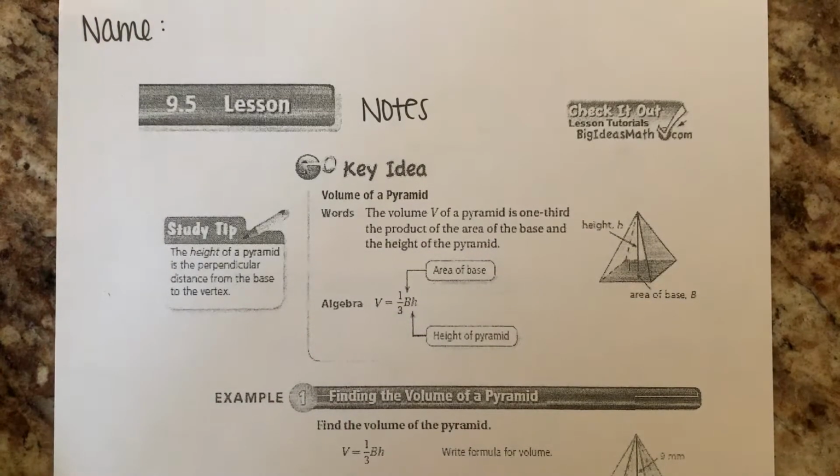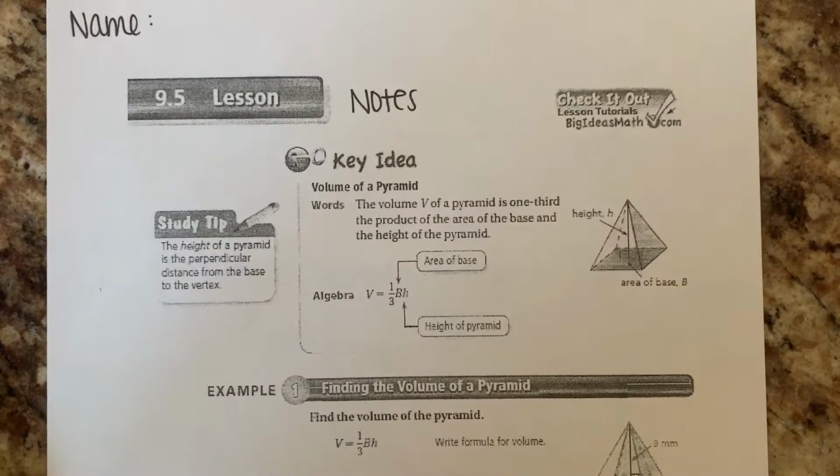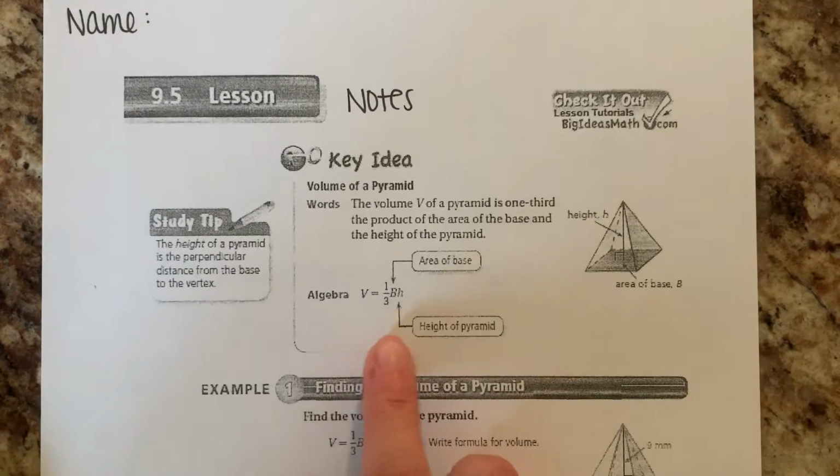Okay, today we're going to talk about volume of pyramids. So the volume V of a pyramid is 1/3 the product of the area of the base and the height of the pyramid. So remember, capital B stands for area of the base.